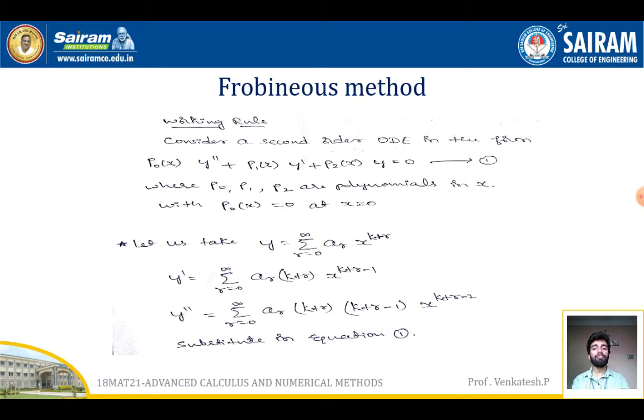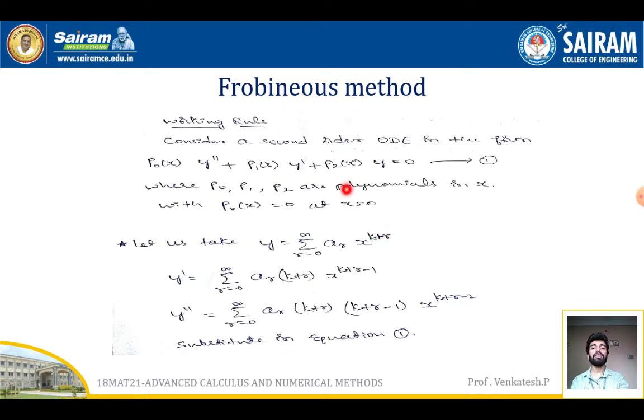It means that in the function p0(x), if we replace x with 0, the value must be equal to 0. Only then can we apply the Frobenius method. If this condition is satisfied, we assume the solution y. So y will be the summation over r from 0 to infinity of a_r x^(k+r).